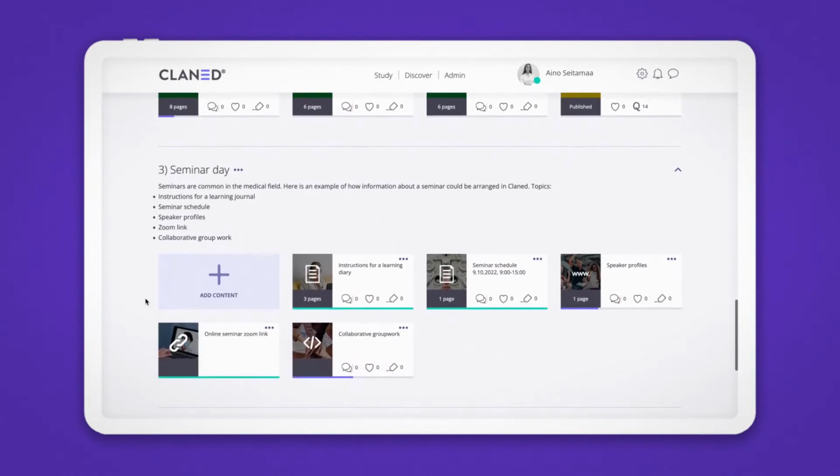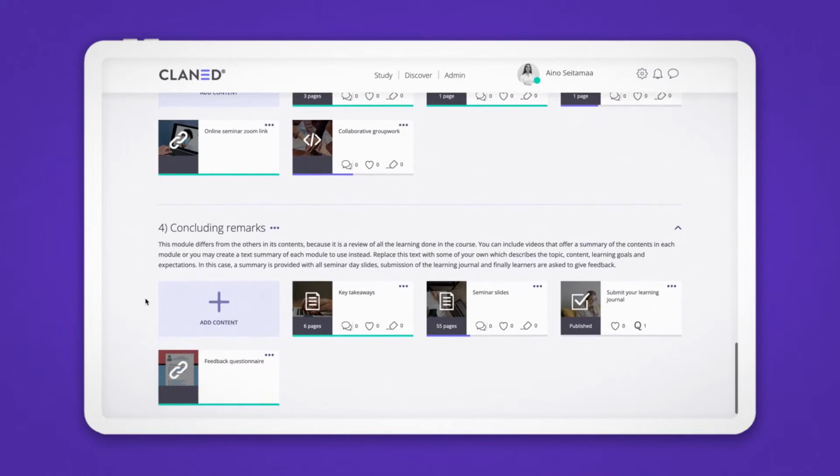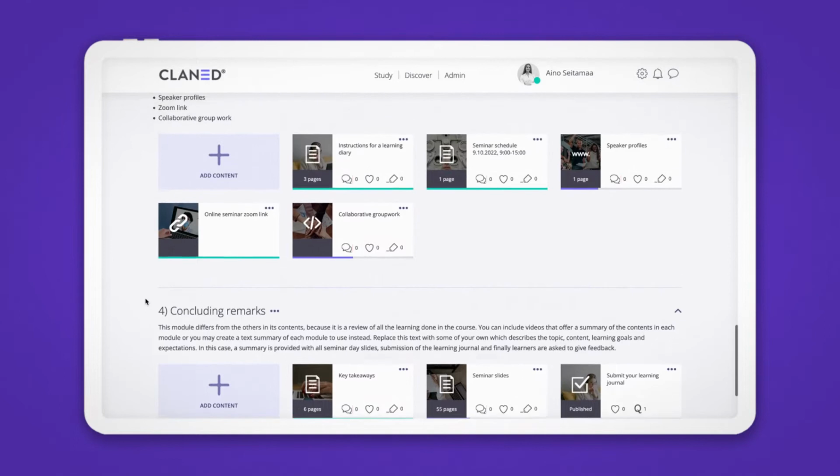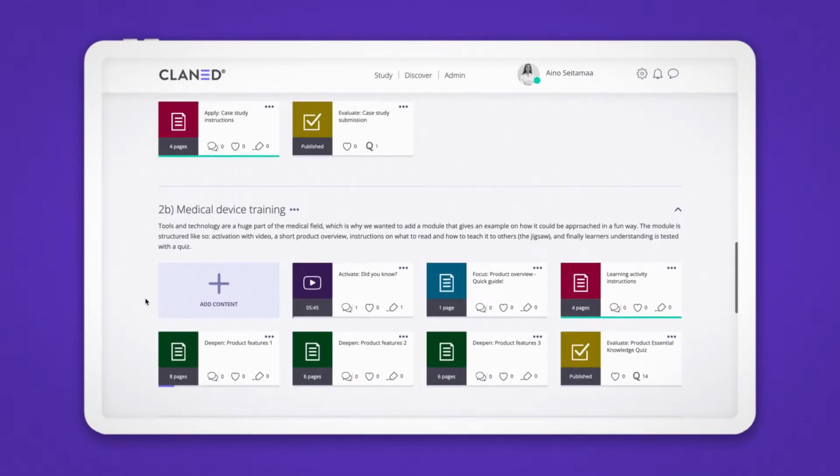Including self-study materials already before the seminar makes the time spent together even more effective, as it ensures that learners already understand the basics of the topic and more complex aspects can then be discussed.